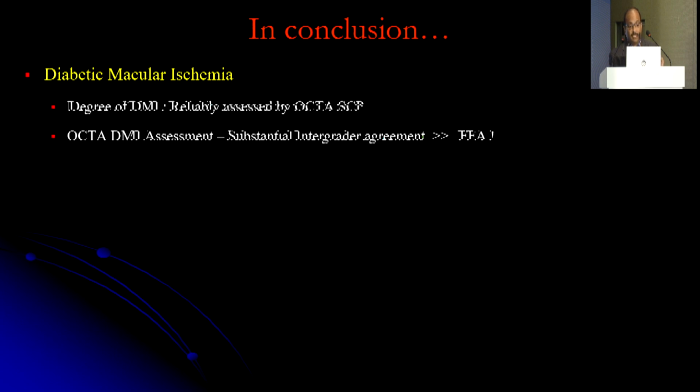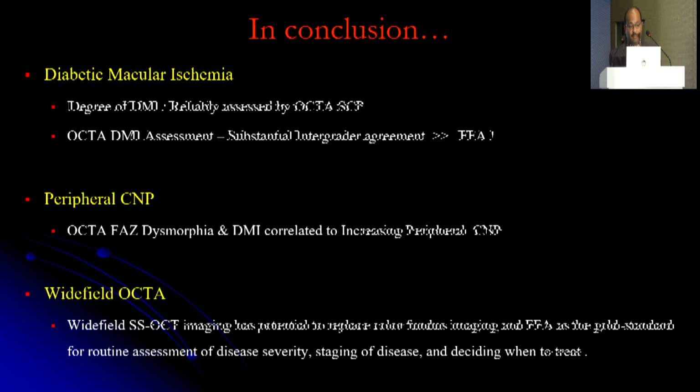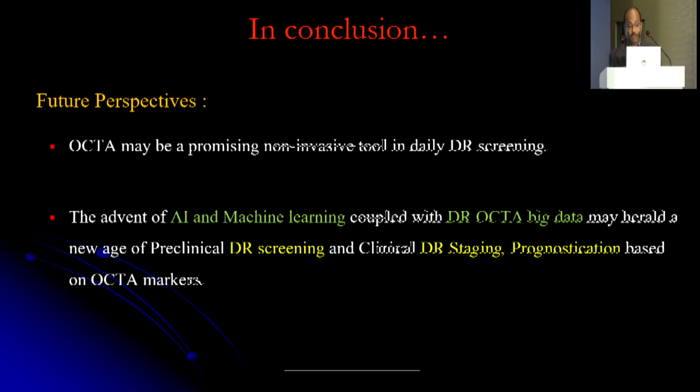Diabetic macular ischemia: the degree of diabetic macular ischemia can reliably be assessed by OCTA SCP changes. In OCTA DMI assessment, there is substantial intergrader agreement, which is better than what you will get with FFA. Peripheral capillary non-perfusion: OCTA FAZ dysmorphia and DMI correspond to increasing peripheral capillary non-perfusion. And wide field SS OCTA imaging has the potential to replace color fundus imaging and FFA as the gold standard for routine assessment, routine non-invasive assessment of disease severity, staging, and deciding when to treat.